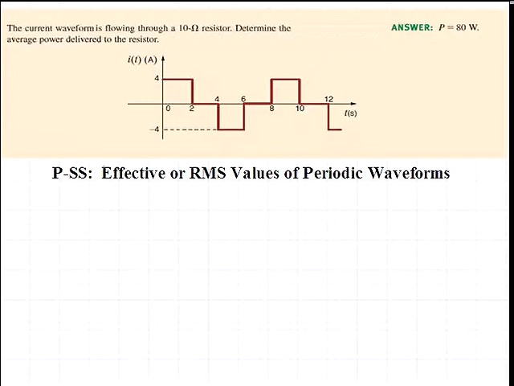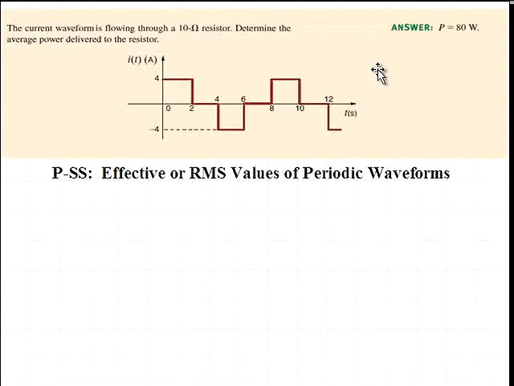This is Learning Assessment Problem 9.12. The problem-solving strategy here will be the calculation of the effective or root mean square value of a periodic waveform. In this problem, we are requested to determine the power dissipated in a 10 ohm resistor when the periodic current waveform shown in the diagram is flowing through that resistor.